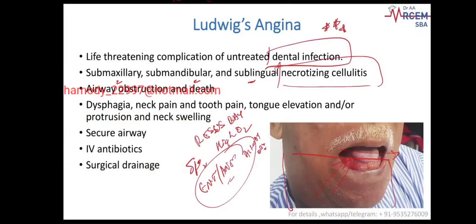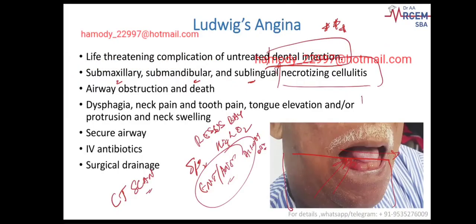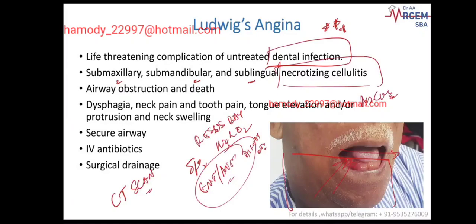Now the patient is completely stable. Nothing is suggestive of an airway compromise. At that point of time, what do we do? It is recommended that you go ahead and get a CT scan done to see the extent of the necrotizing cellulitis and whether an abscess has formed which requires drainage.